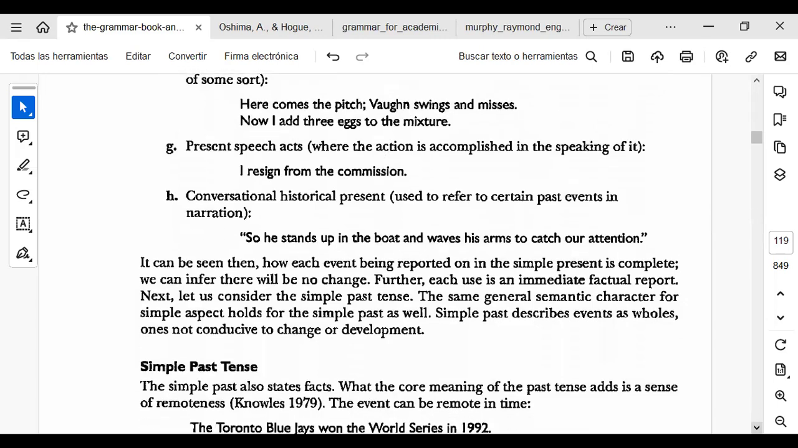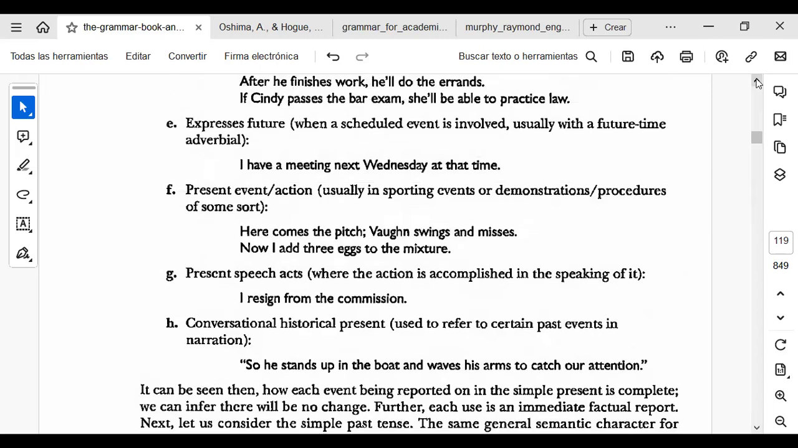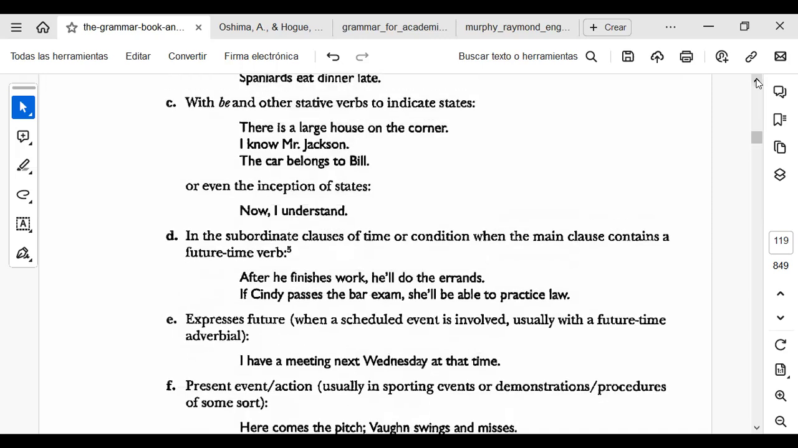G. Present speech acts, where the action is accomplished in the speaking of it. I resign from the commission. Conversational historical present, used to refer to certain past events in narration. So he stands up in the boat and waves his arms to catch our attention. Conversational is historical present. Okay. So you have to keep in mind all these ideas when you use the simple present.